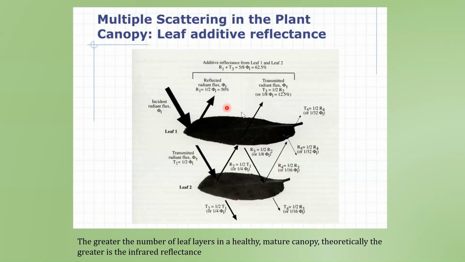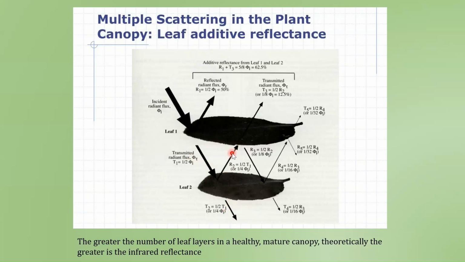In this image, two leaves have been taken into account to understand the concept, and we are assuming that there is no absorption of NIR, only reflection and transmission. Of the incident radiant flux on leaf 1, 50% is reflected and 50% is transmitted. First part clear? Then this transmitted radiant flux, when it is incident on the second leaf, again 50% of it will be reflected and 50% will be transmitted.